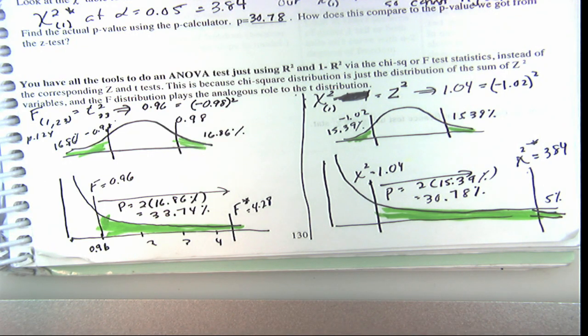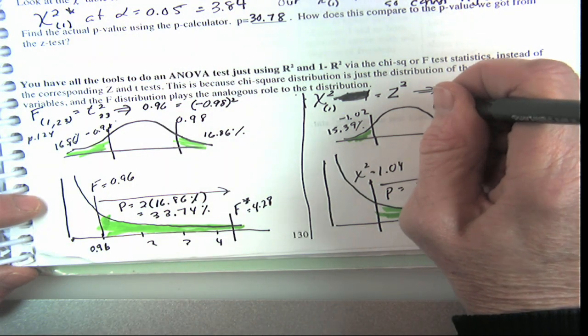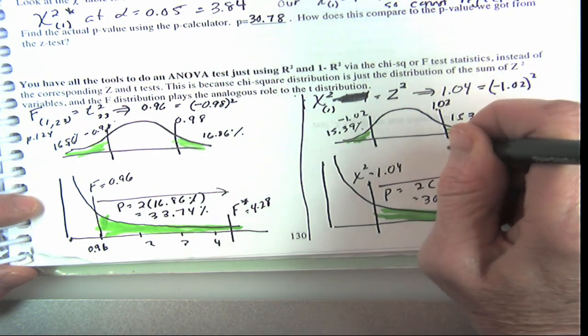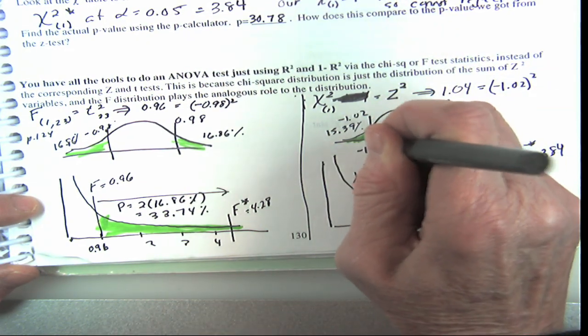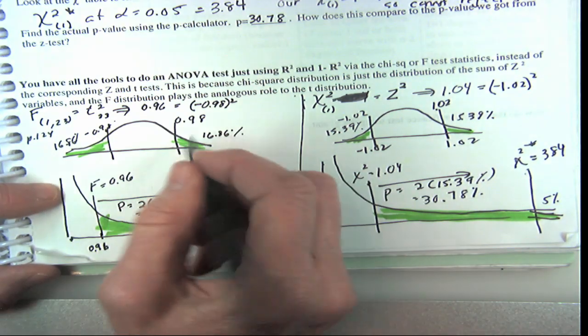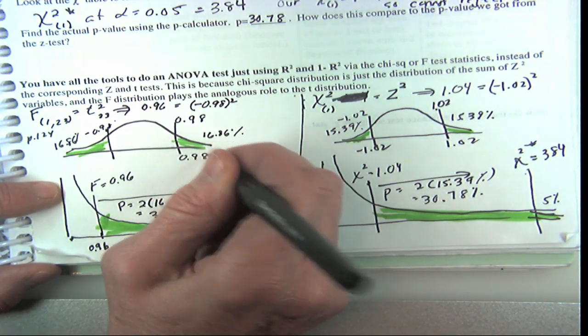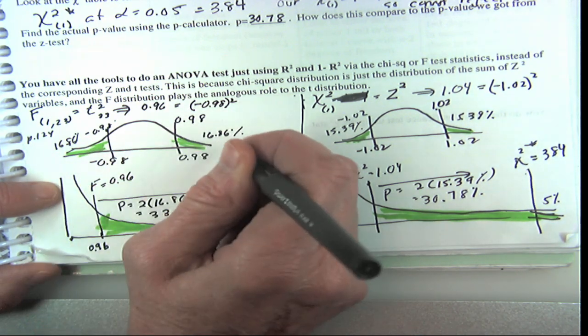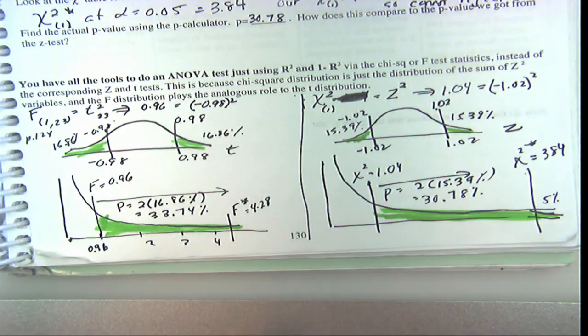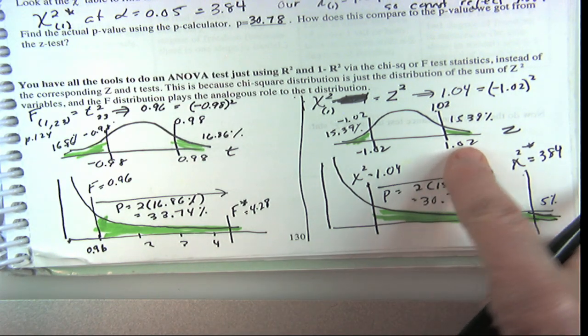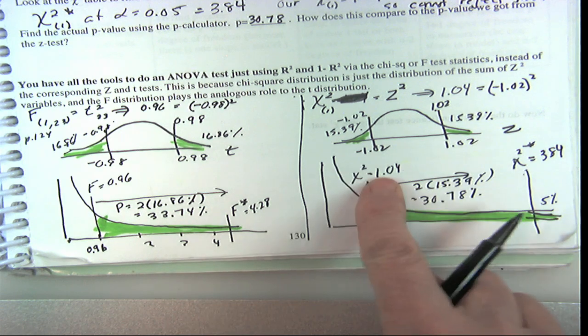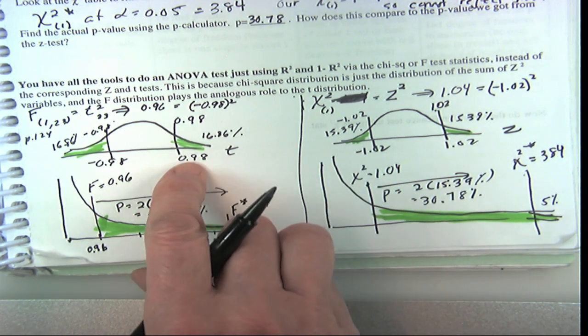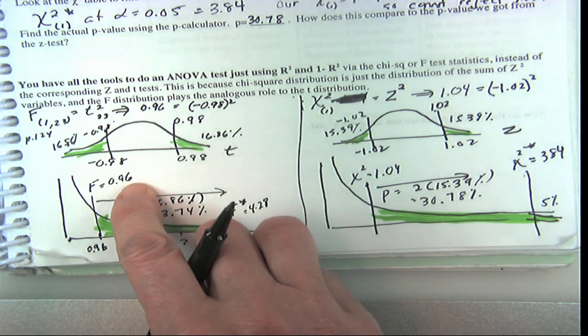So that's the idea. Any questions on that? This is between 1.02 and negative 1.02 in terms of z's. And this was 0.98 and negative 0.98. This is the t-curve and this is the z-curve. And then when you square that, you get your chi-square statistic. And when you square this one, either one, you get that.